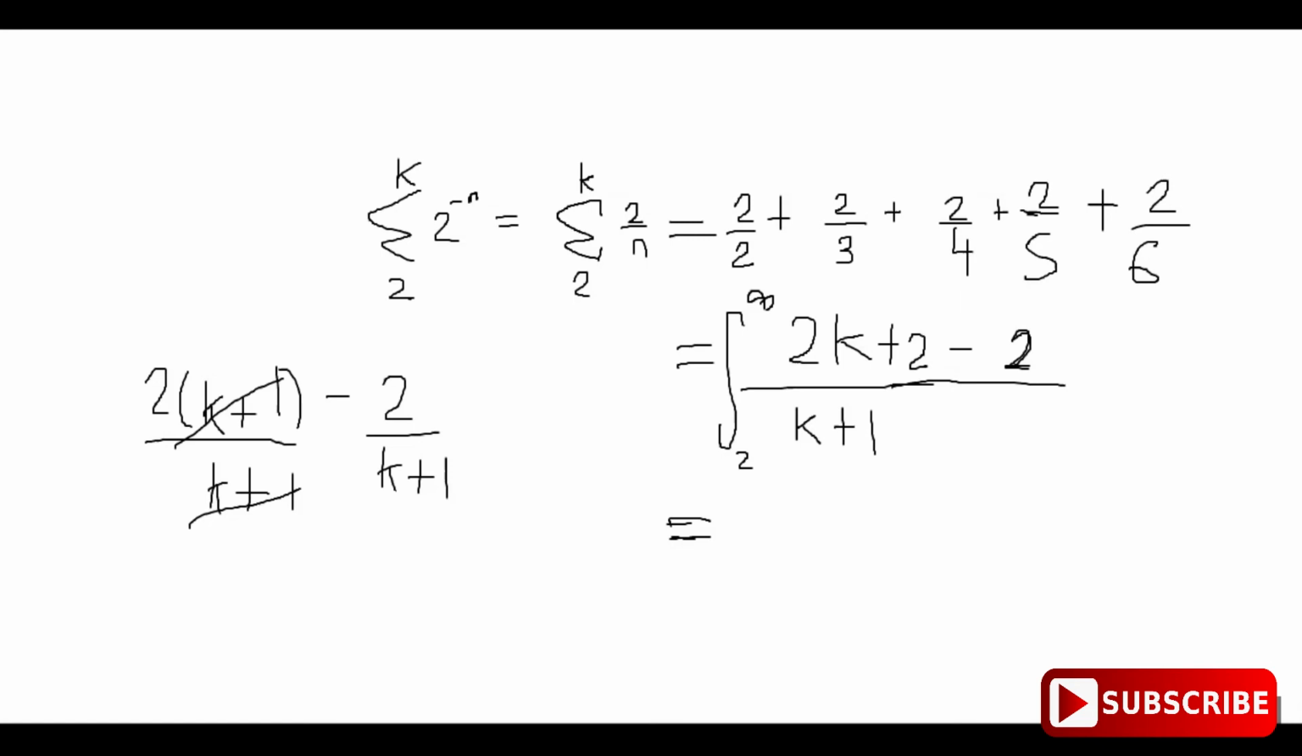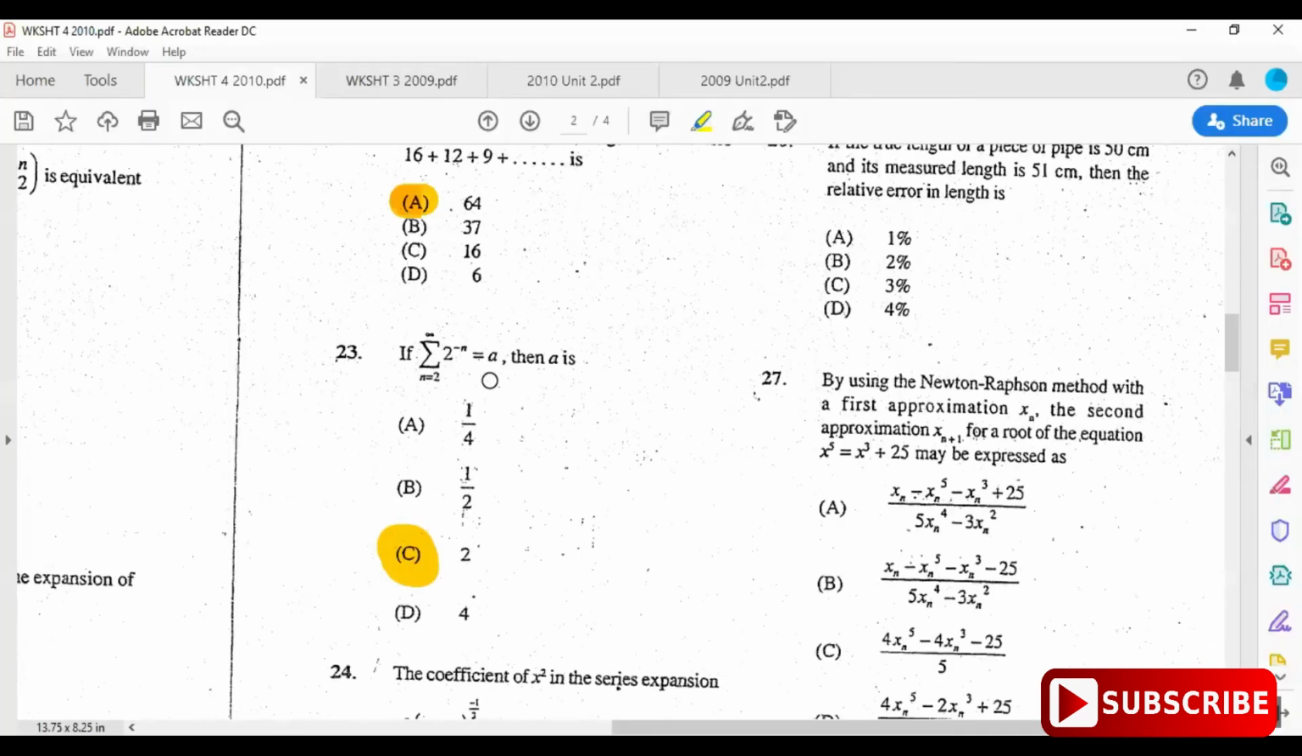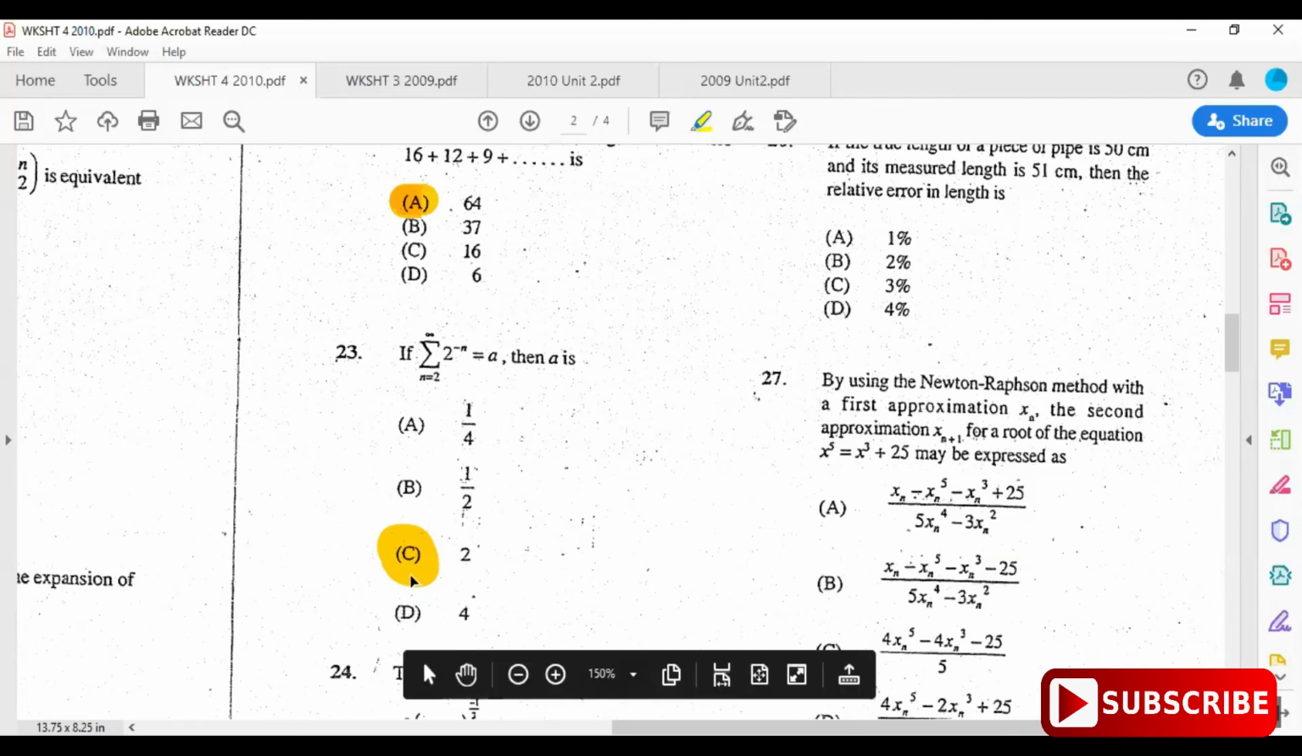But the sum should be bigger than 2. As I said, 2 over 2 is 1. 1 plus 2 over 3 is 1.67. That's 2 point something already. They want what is the sum. Then A cannot be 4. So I guess A has to be 2.